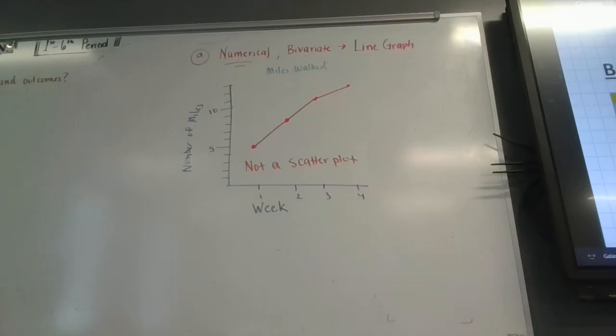Letter B. These are categories. It's types of fruit. If the word types can describe it, it's usually categories. Types of fruit are categorical. Now, we're only looking at fruits. We're not looking at fruits and vegetables. We're just looking at fruit. So this is univariate.